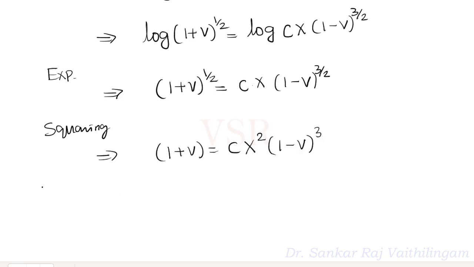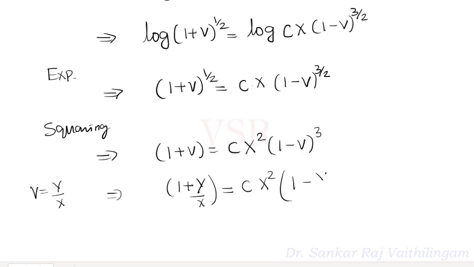Okay, now what will you put in place of v? This implies that y divided by x. In place of v, y divided by x. So this implies that here we get 1 plus y by x is equal to c times x square into (1 minus y by x) the whole cube.